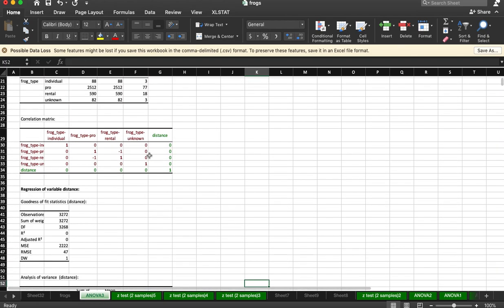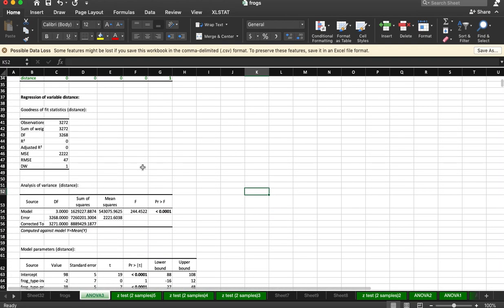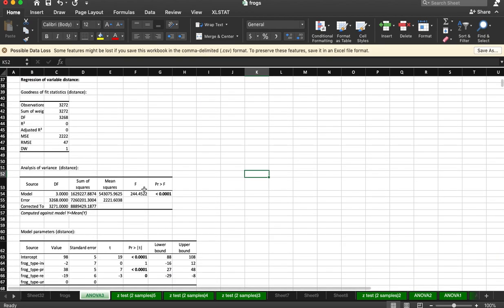And while we're here, we have also produced a regression. So we can look at our regression results. First thing we can look at is our R-squared value. Knowing what type of frog it is explains 18% of the variance in how far it jumps.